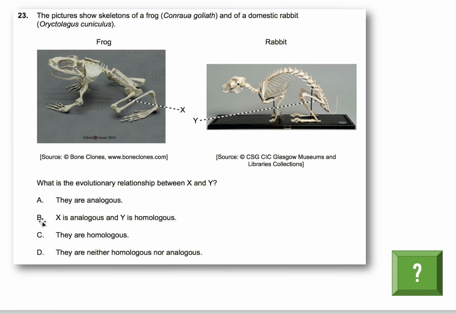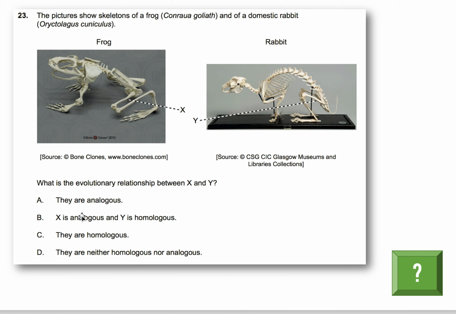So it's not going to be A. B, X is analogous and Y is homologous. So this doesn't make any sense because to be analogous, you need to be analogous to something else. You can't be analogous by yourself. Okay, it's like saying you are stronger, and that's it. That's the whole sentence. Doesn't make sense, right? You need to say you are stronger than what? You know, you got to compare it to something.